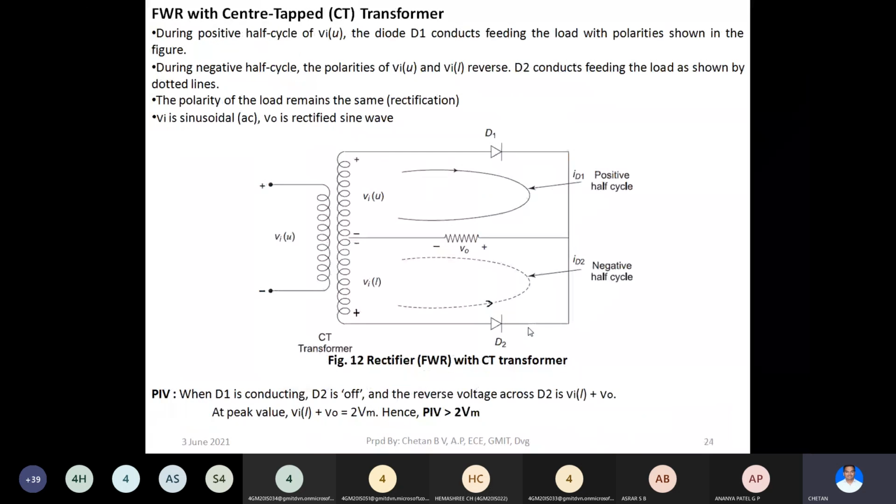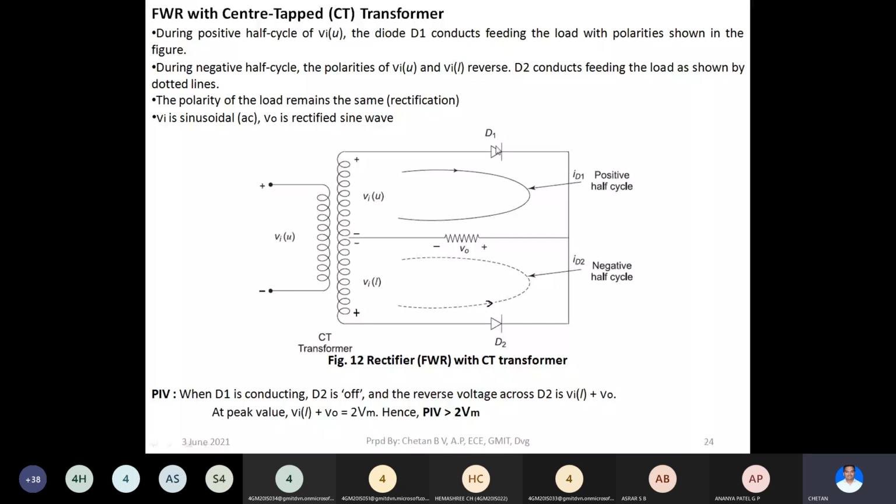This is the figure of the full wave rectifier with the center tap transformer. As you can observe, here we have a transformer. This is the primary winding, this is the secondary winding. The secondary winding of this transformer has two parts, and the center connection is called the center tap. Using this center tap connection, we can accommodate two diodes which are connected in this fashion. Whenever you have a positive half cycle at the input AC, the polarities would be positive at this terminal of D1 and negative at the terminal of D2.